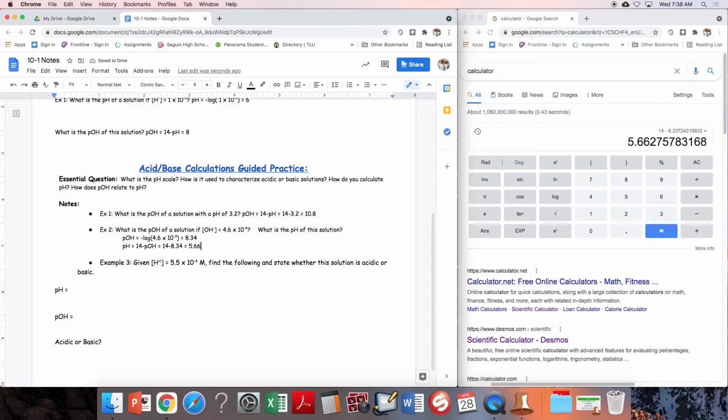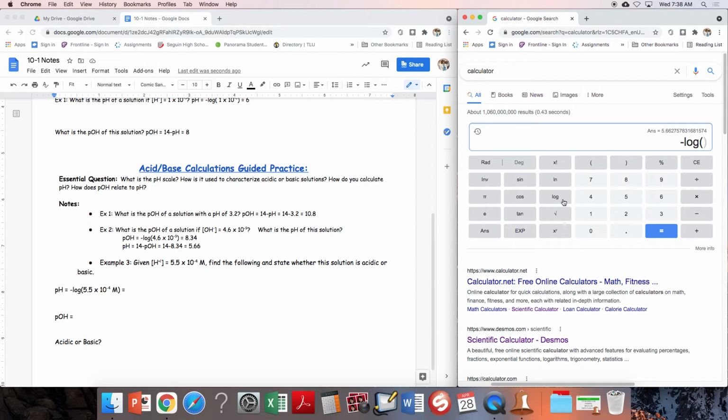There we go. Now, this last one, we're going to do all of our steps that we possibly can. Given that our H concentration is 5.5 times 10 to the minus 4 molar, we want to find all of these things and then decide whether it's acidic or basic. So pH, I'm given my H, so pH is going to be my negative log of that H concentration. I'm just plugging it into my equation. And so I just plug it in my calculator from there. Negative log of 5.5 times 10 to the minus 4 gives me a pH of 3.26.